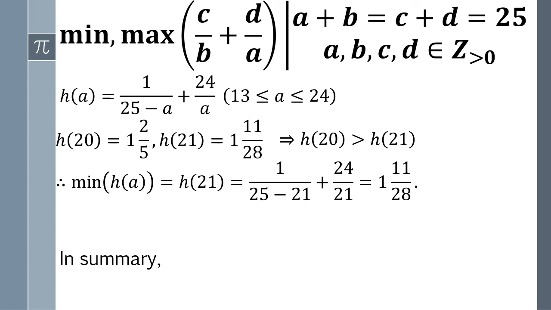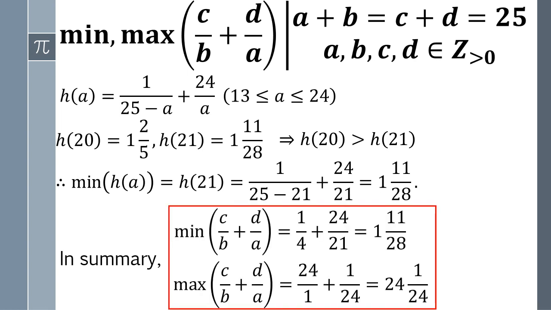So, in summary, we have found both the minimum value and maximum value of the expression. The minimum value is 1 over 4 plus 24 over 21 equals 1 plus 11 over 28. And the maximum value equals 24 over 1 plus 1 over 24 equals 24 plus 1 over 24. This question got resolved.